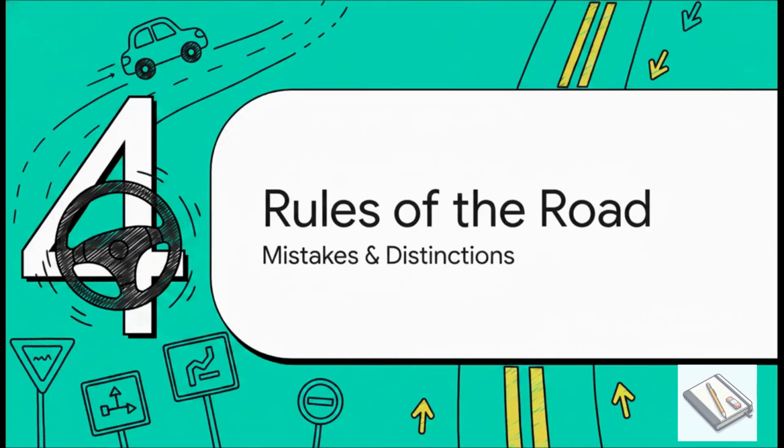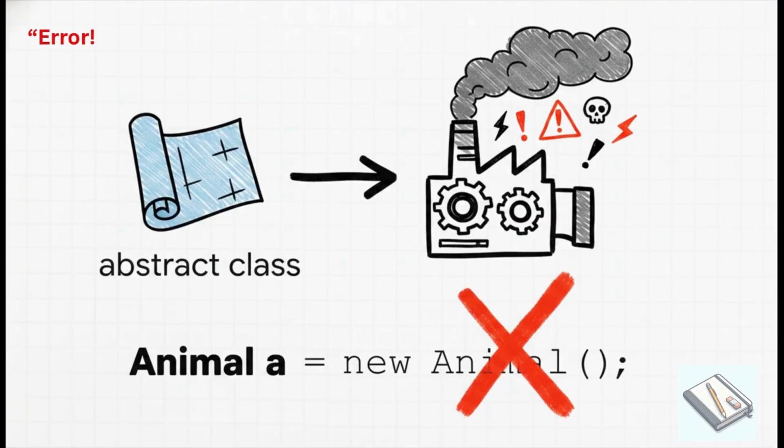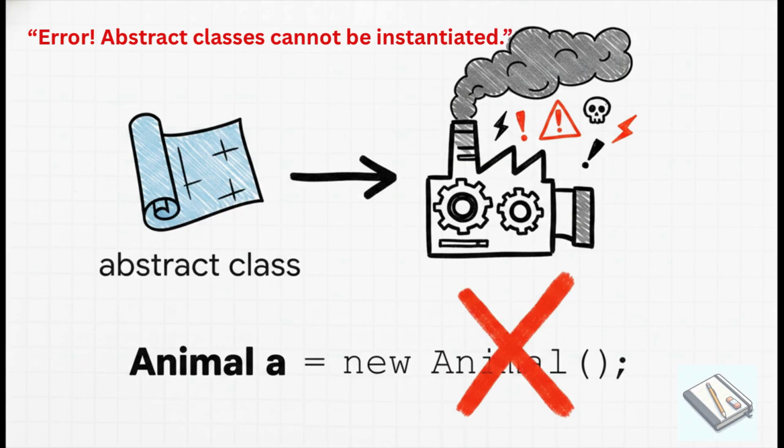Now, just like driving a car, there are some rules of the road you need to know to use abstraction the right way. And here's the number one mistake pretty much everyone makes at first. You cannot, I repeat, cannot create an instance of an abstract class directly. This line of code will cause a compiler error. And why? Because an abstract class is an incomplete idea. It's a blueprint, not a finished building. You can't just make a generic animal. You have to make a specific kind, like a dog.